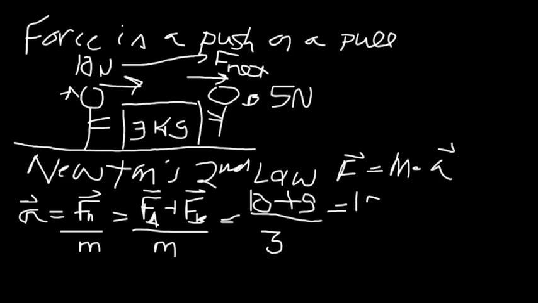Right, so then we are left with 15 over 3, and that gives us 5 meters per second squared. So that would be the acceleration of the box.